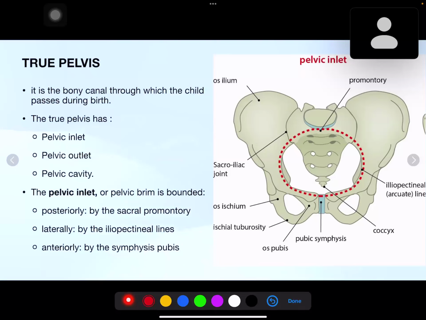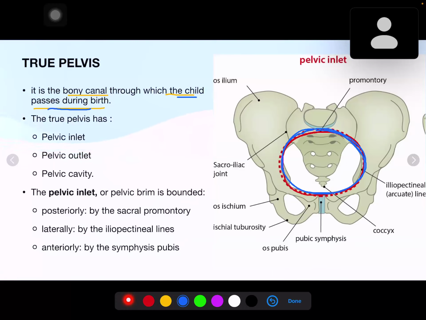What has the clinical importance is actually the true pelvis. So the true pelvis is everything which lies below this pelvic brim. Why is it very, very important? Because this is the bony canal through which the child passes during birth. In obstetrics, the child enters the birth canal, the bony canal. When the fetal head enters this pelvic brim, then only can we say there is engagement of the fetal head. We'll discuss this in our fetal skull lectures. So the child passes during birth through this true pelvis.